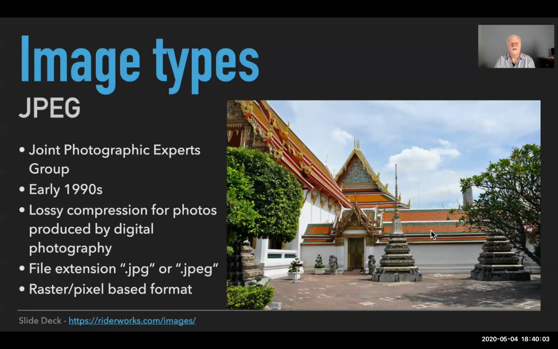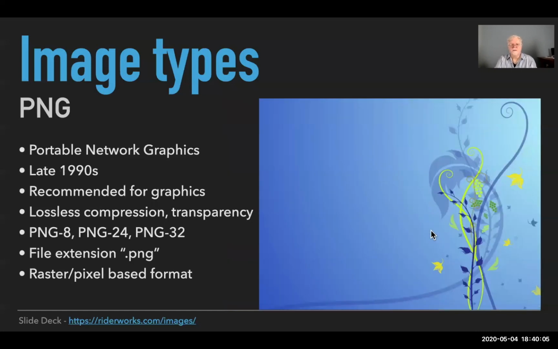The next one up is PNG. It came in a little later than JPEGs and is recommended for graphics. It's lossless compression. It's kind of an odd way to say it, but that means it doesn't lose any quality when they compress the file size.